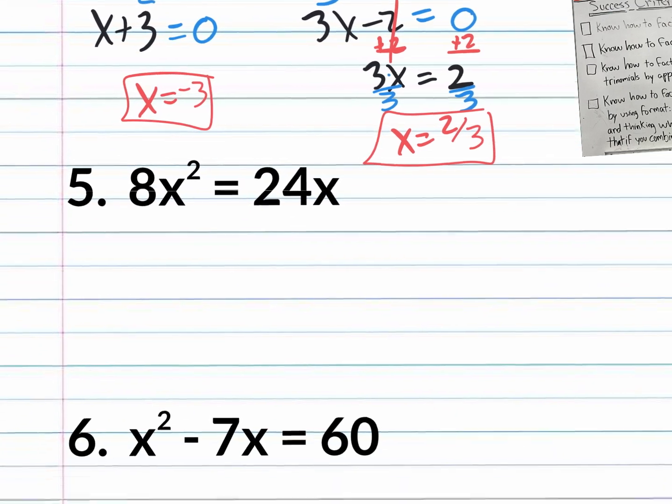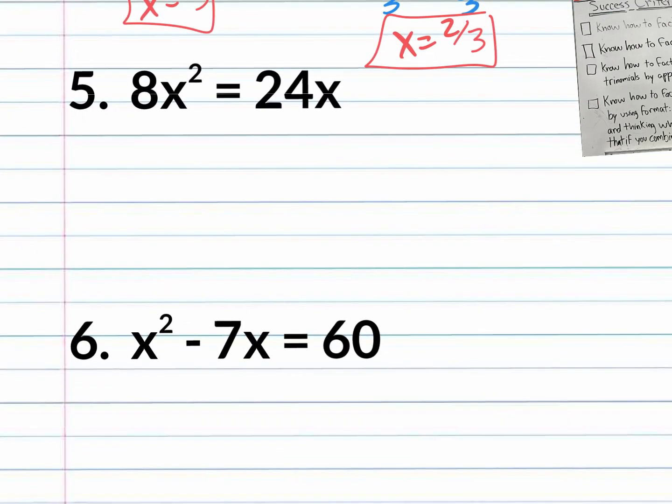Okay. Number 5, we have another equation. But right here, it's not equal to 0. It's equal to 24x. So we don't want equal to 24x. We want it to be equal to 0. Why? Because we want to use the zero product property, okay? So let's first start by subtracting 24x and subtracting 24x. That way, you really will have equals 0 because that canceled out.